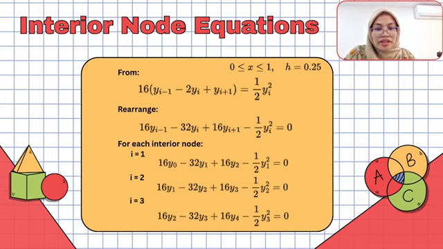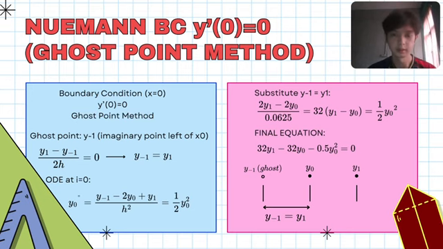Alright, so at this point, we have obtained the equations for the interior nodes. Next, we will incorporate the Neumann boundary condition using the ghost point method. My name is Naim, and now I will explain the Neumann boundary condition y prime of 0 equals 0, using the ghost point method.